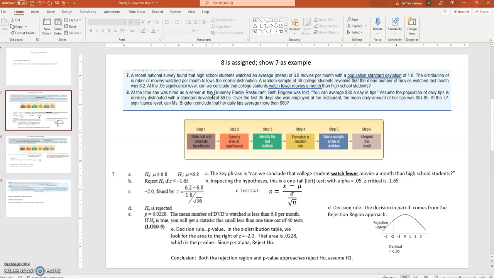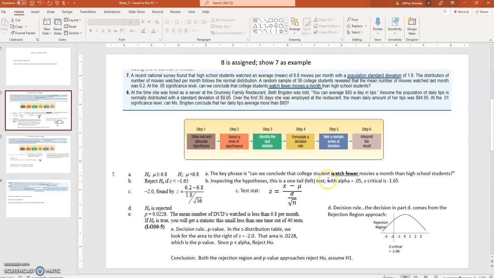And so a couple things, before I get into this process here, let me just highlight a couple things. The fact that we are dealing with a population standard deviation, which is given, and this key statement here that is going to help us in the first step of this test of hypothesis, and that is, can we conclude that college students watch fewer movies a month than high school students?